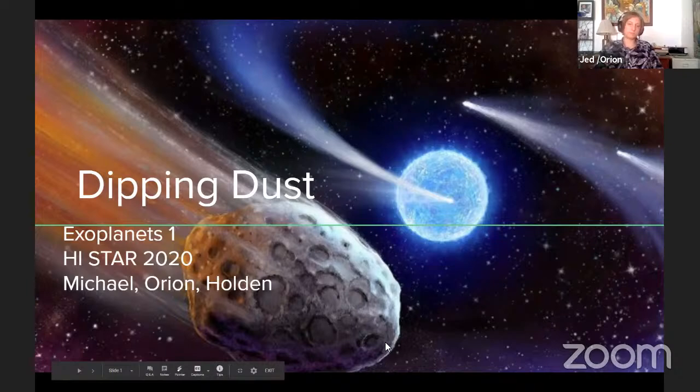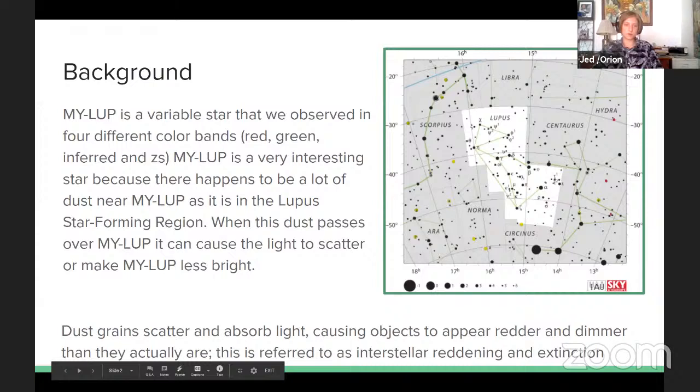So next slide. MY Loop is the star that we're researching. MY Loop is a variable star that we observed in 4 different color bands: red, green, infrared, and ZS. MY Loop is a very interesting star because there happens to be a lot of dust near MY Loop, as it's in the Lupus star-forming region. When the dust passes over MY Loop, it can cause the light to scatter or make MY Loop less bright. Dust grains scatter and absorb light, causing objects to appear redder and dimmer than they actually are. This is referred to as interstellar reddening. So yeah, next slide.